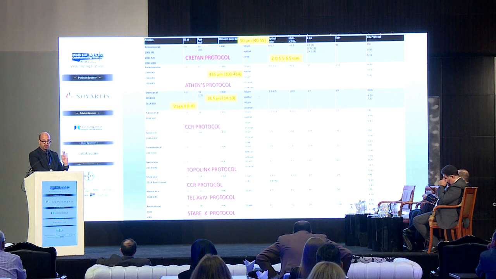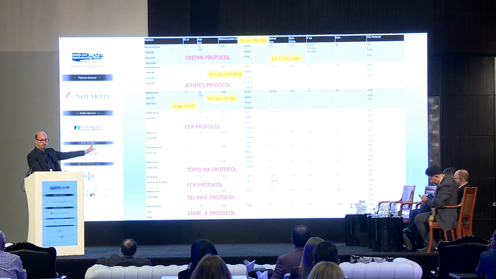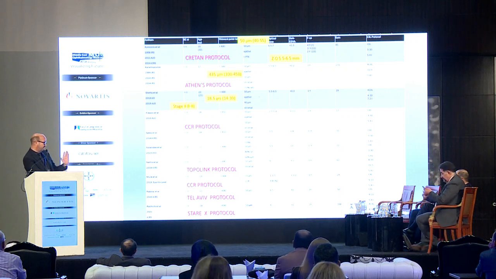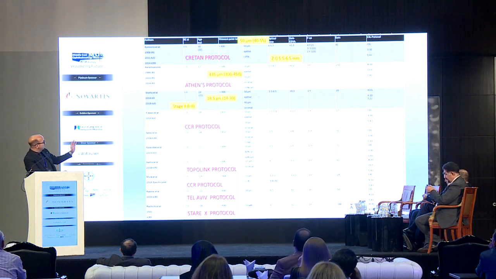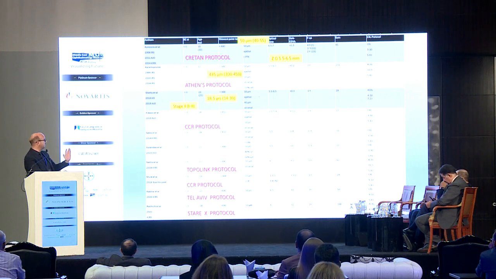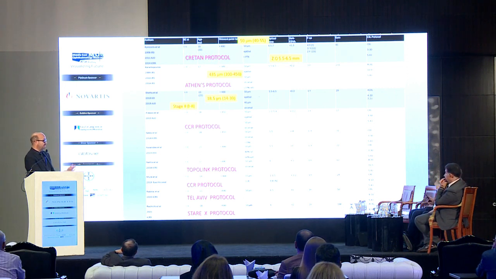50 microns of stromal ablation generally in all the studies. Optical zones from 5.5 to 6.5. The minimum corneal thickness 435 average, from 300 to 450. Generally not in pediatrics, but adult patients, okay? Stage 2 and 3 borderline.